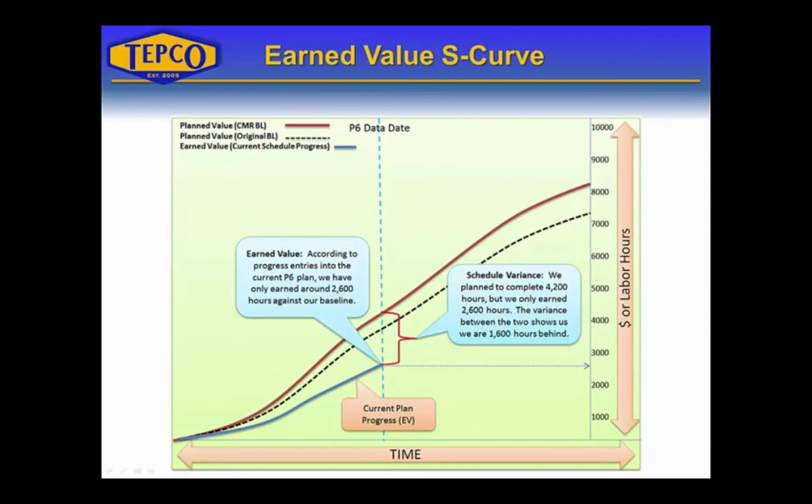Here's the same S-Curve example with the earned value line added. You can see that there's schedule variance here between the planned value from the CMR or change management request baseline against the earned value to date. The graph indicates that the schedule is not earning hours at the rate that they had planned to earn them.